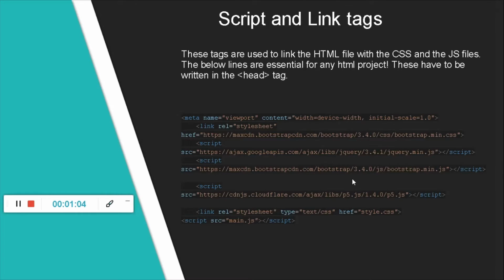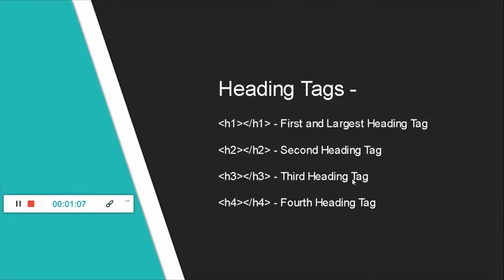Next slide. Heading tags. So in any website, you need text. H1 is a tag in which you can write anything, and it will appear really big. It's mainly used for headings. The second heading tag, H2, is mostly used for normal text. H3 is also used for normal text, and H4 is used for credits and footers. As the number increases, like H2, H3, H4, the size of the text decreases.